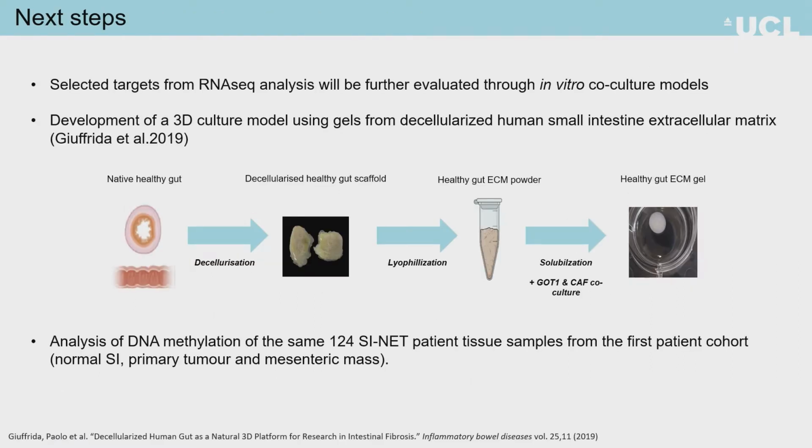For our next steps, we'll be taking the selected targets from the RNA sequencing and looking at them further in vitro cultures to understand their impacts on the crosstalk between the cancer cells and the fibroblasts. And we will also be developing a 3D culture model using gels made from the ECM of decellularized human intestine. And we'll also be analyzing the DNA methylation in the patient tissue of our first cohort that we have mentioned before.